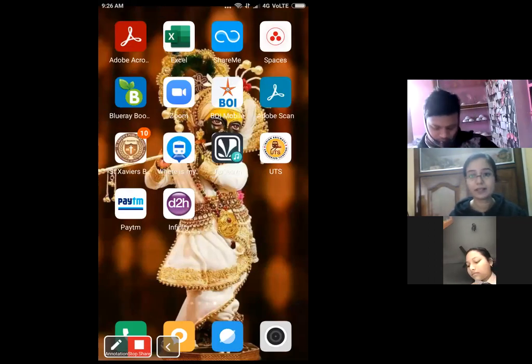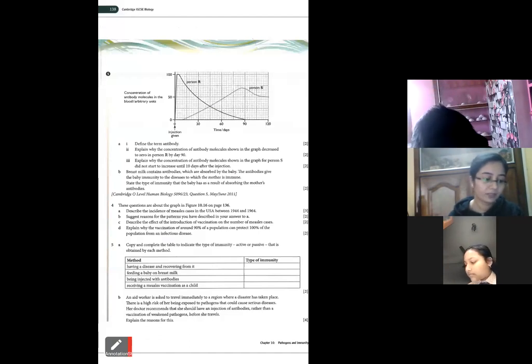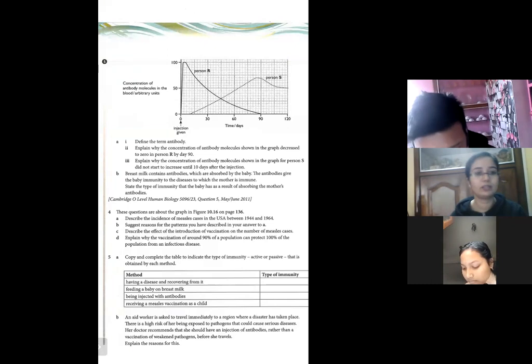Write what is exactly written in the question. Write that first. Breast milk contains antibodies which are absorbed by the baby. The antibodies give the baby immunity to diseases to which the mother is immune. Write these two lines exactly as it is written in your book.